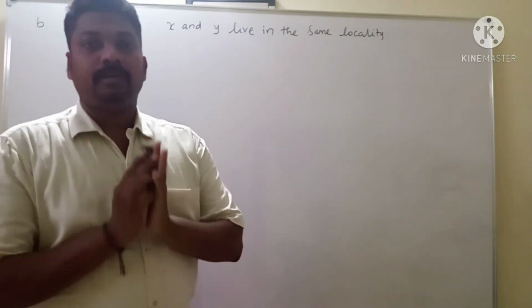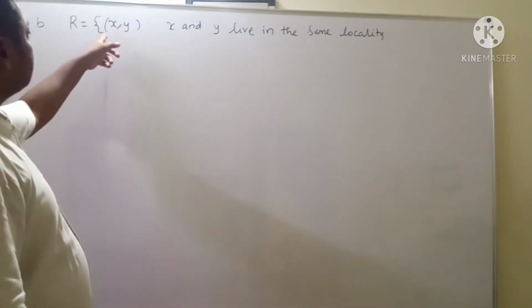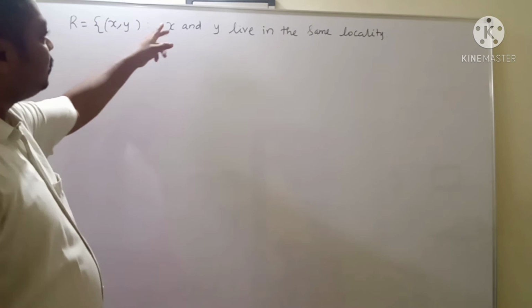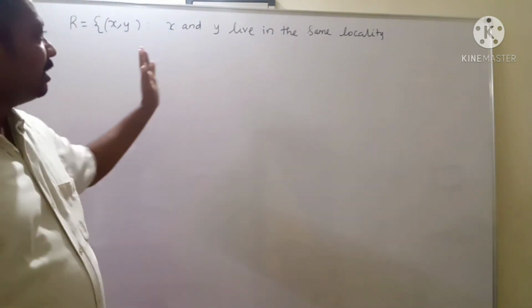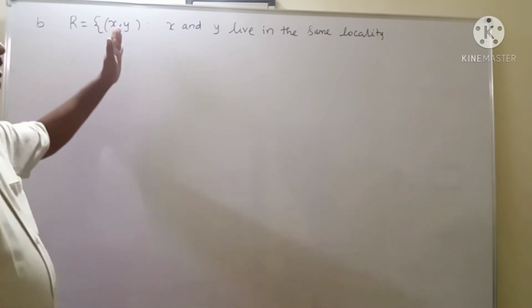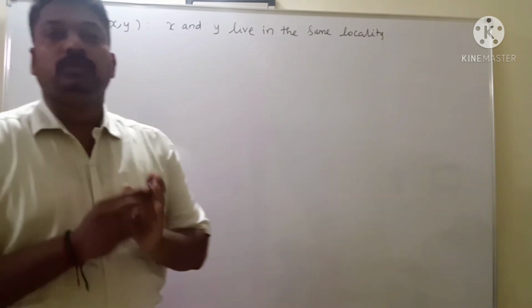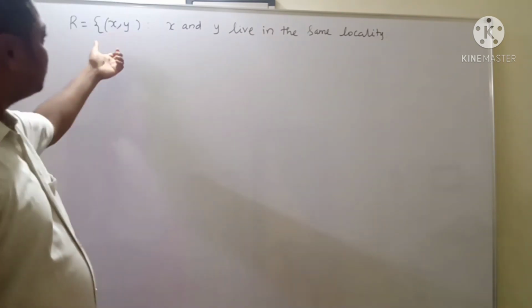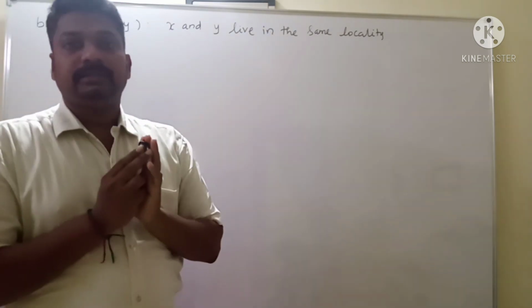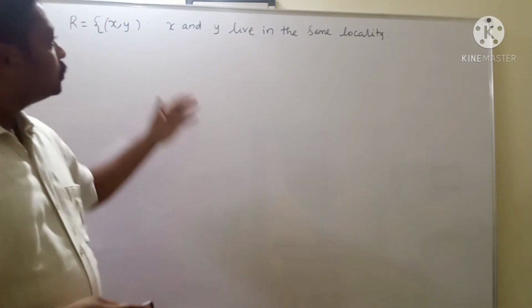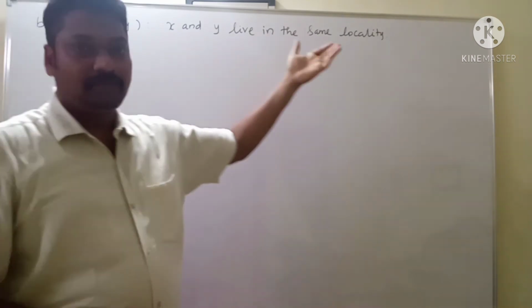So in subpart B, what is given? The relation is x comma y such that x and y live in the same locality. It's the same kind of question as A. So first we check for the reflexive. If you write x comma x, x and x live in the same locality. x and x denote the same person, so x and x live in the same locality.